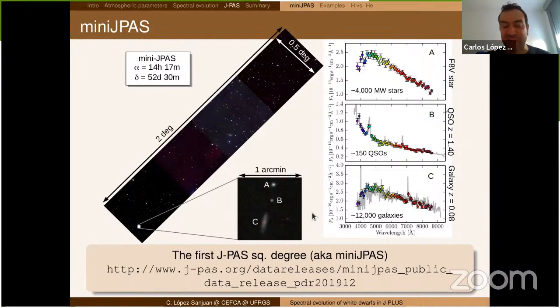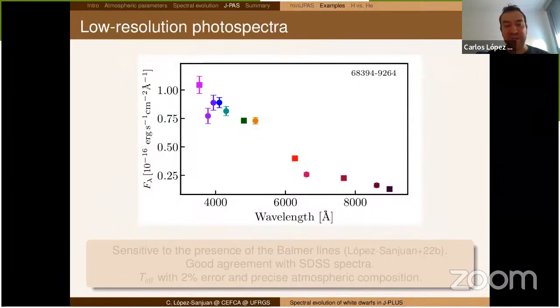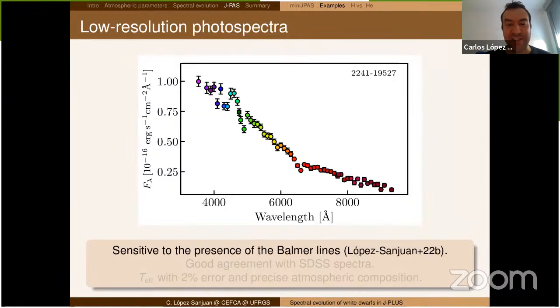So these data were made public in 2019, and we also analyzed the white dwarf population. Of course, white dwarfs, as I told you, are very sparse, and we had only 11 white dwarfs in this field. But that was enough to have an idea of how things can be improved. So this is a white dwarf observed with J-PLUS, and this is the J-PAS counterpart. It's the same source. Very nice how we can recover the Balmer lines, H alpha, H beta, H delta, H gamma.